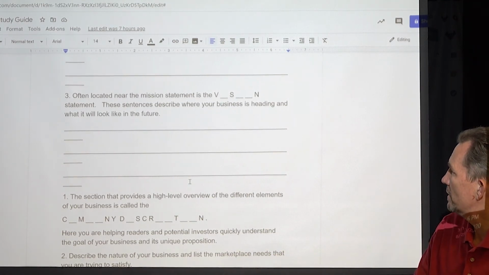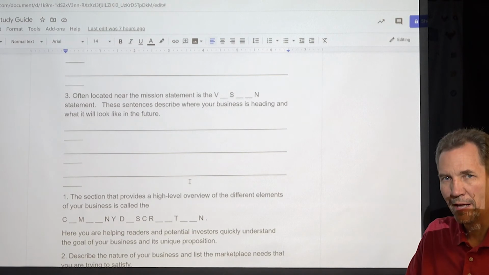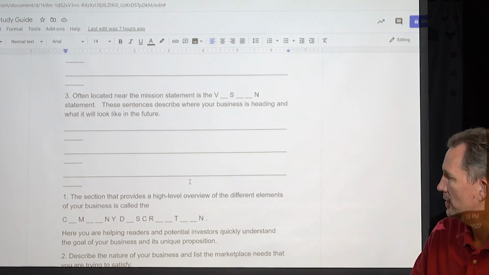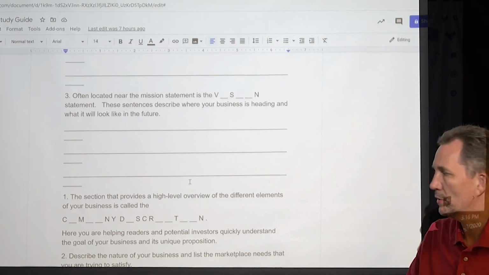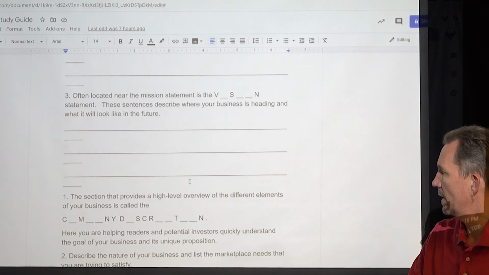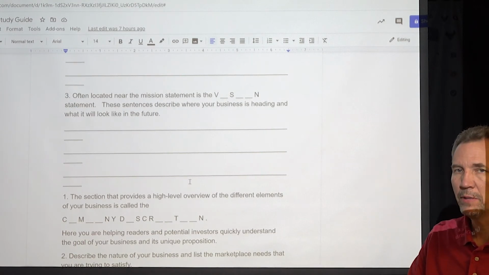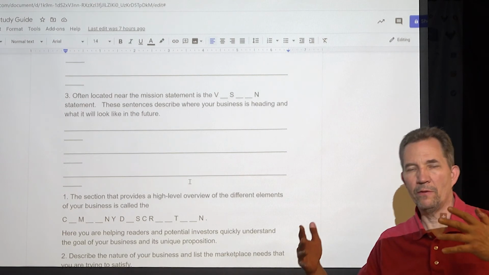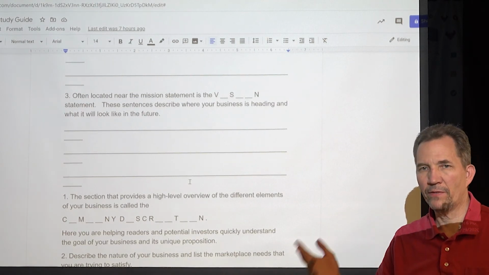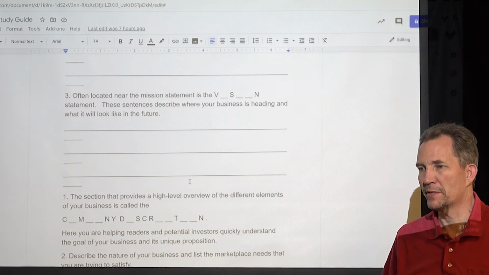All right, for some reason I renumbered these here. We start over with a 1. I'm not sure exactly why I did that, but we're just going to continue on because this is all part of your business plan. The section that provides a high-level overview of the different elements of your business is called the company description. These things sound like they all kind of overlap and dovetail, and that's fine, but basically this is what you're supposed to put in a business plan.